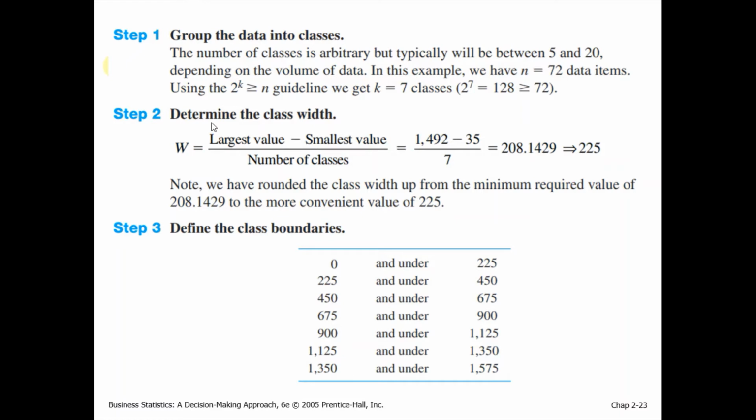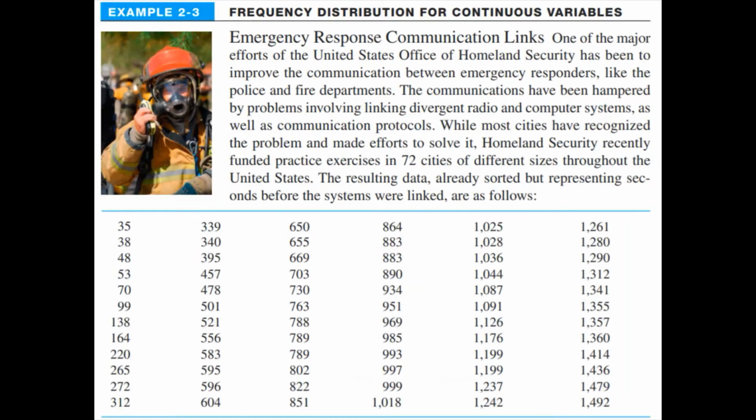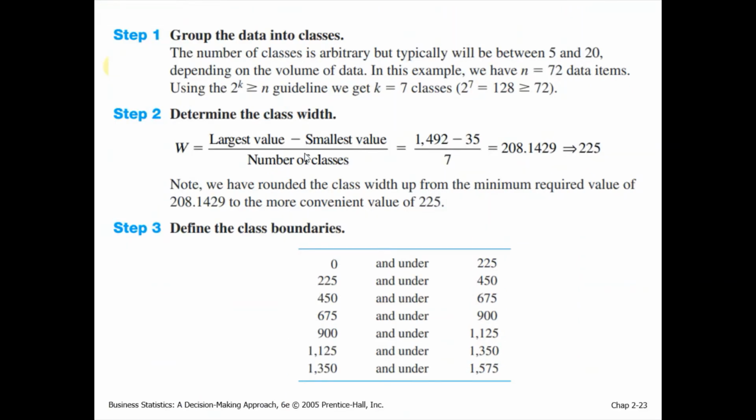So, here, determine the class width. Mabuhat na dayon ninyo, no? So, mangita mo ang pinaka-small na value diri. So, the smallest is 35 and the largest is 1,492. So, kung ato na siyang i-minus divided by 7, so 255. So, in each group na atay, 255 ka data. Okay?